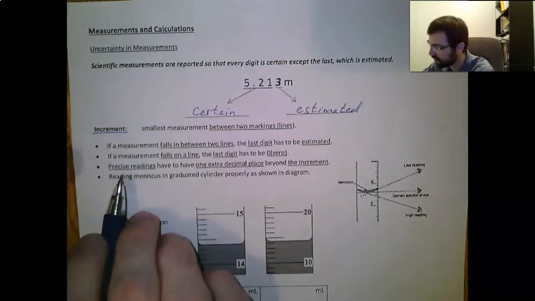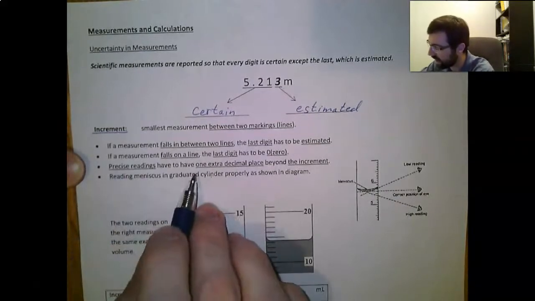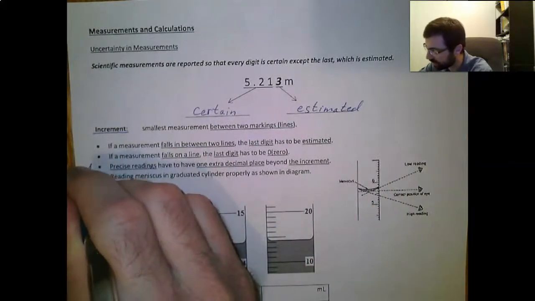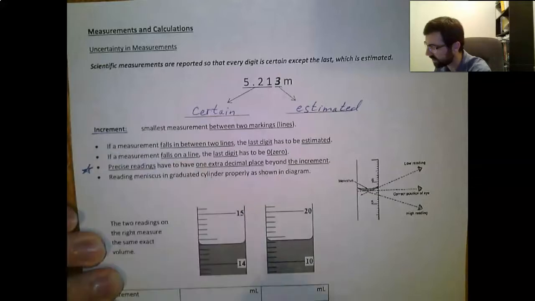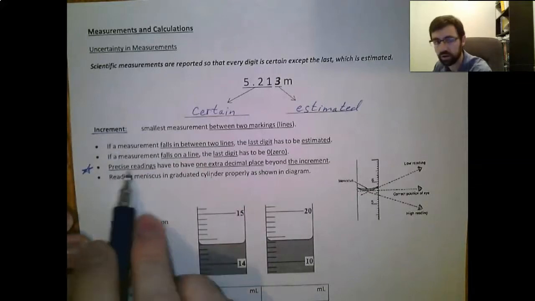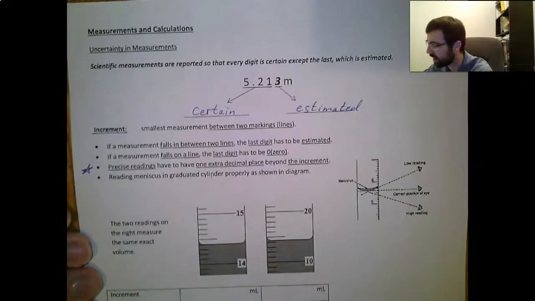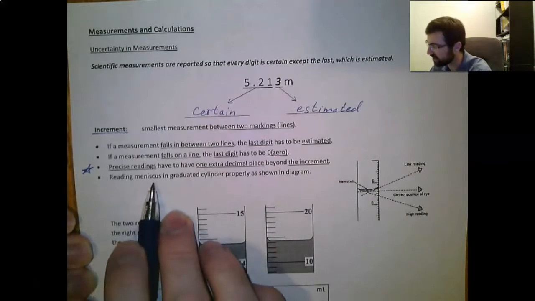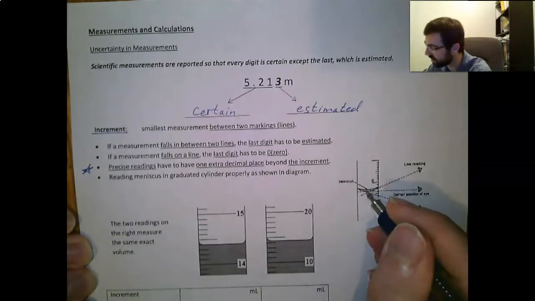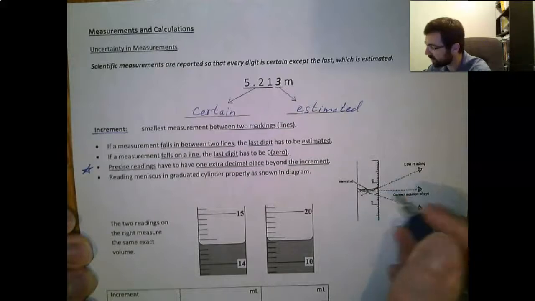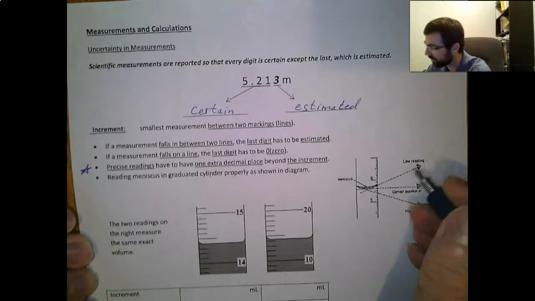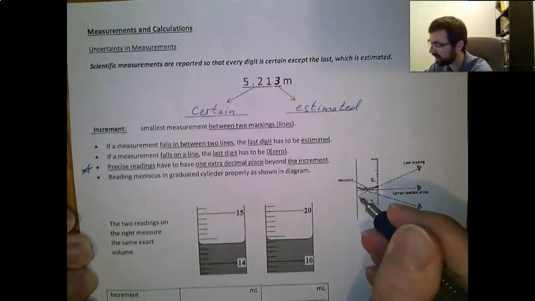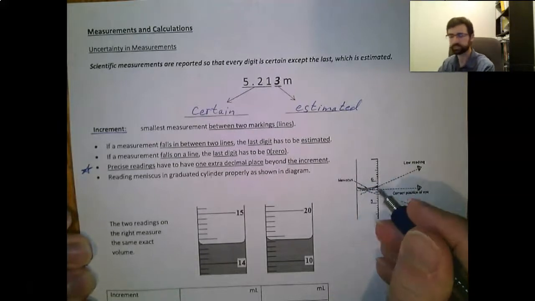Okay. Precise readings have to have 1 extra decimal place beyond the increment. This is very important. It's really important that we get that concept, that you're always going to have 1 extra decimal place beyond what the increment says. Also, make sure you're reading the meniscus on the graduated cylinder properly. You're going to read at the bottom of the meniscus. Never look from above, looking down, and never look from below, looking up. You're going to look at eye level and read the bottom of the meniscus.